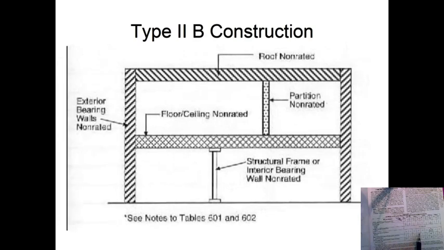Type 2B, same thing. Look at it here. Double check. It's non-rated exterior. Partition's non-rated. Roof is non-rated. The structural elements, of course, here, non-rated. Everything is non-rated, type 2B construction.